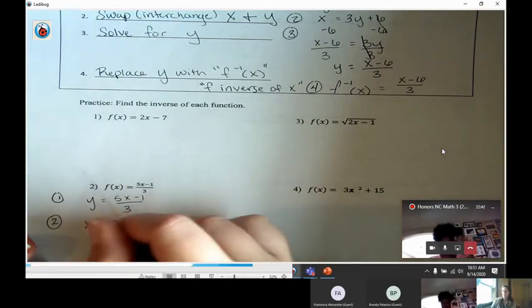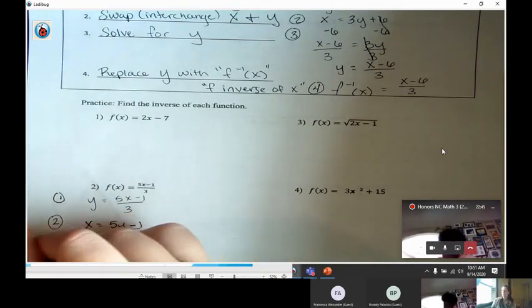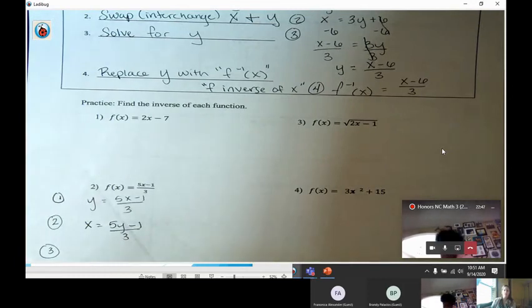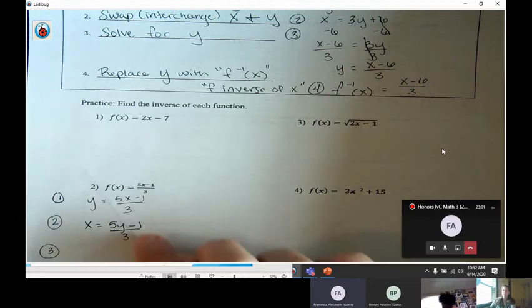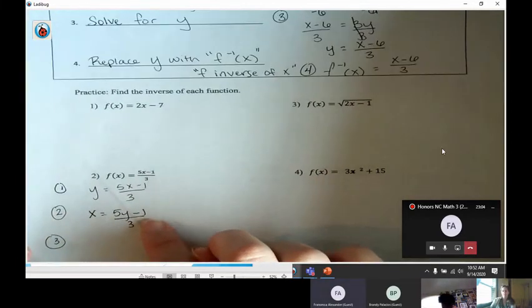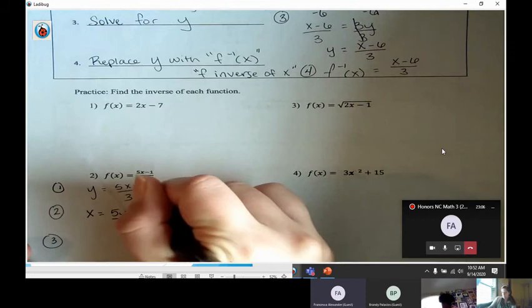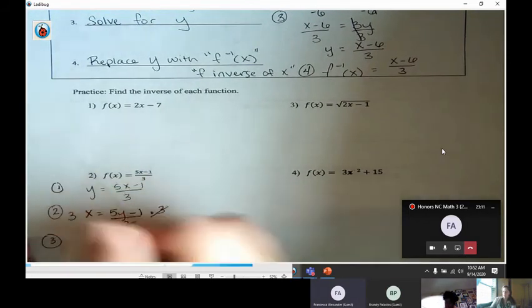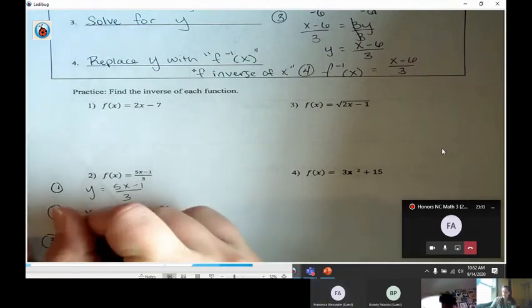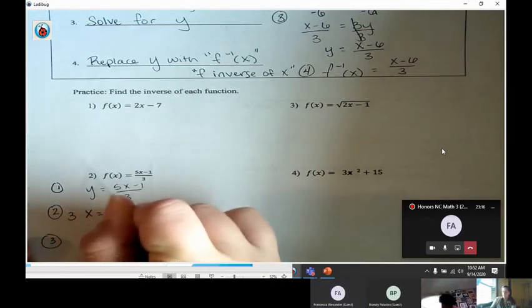Perfect, yes. And step 3, Francesca, how am I going to solve for y? What should my first step be? What is it? It is dividing right here. What's the opposite of dividing? Multiply by 3. Yeah. Good. So we're going to multiply by 3 on each side. So we get 3x equals 5y minus 1.